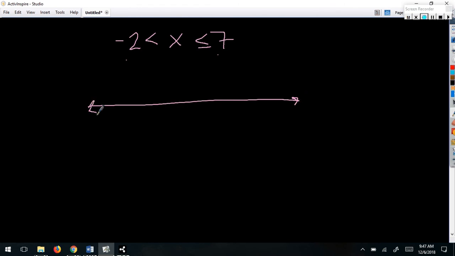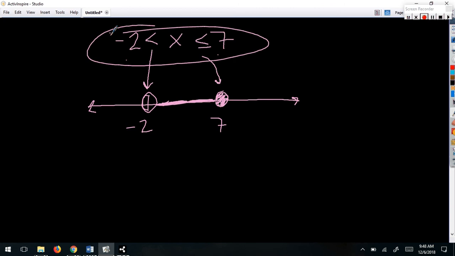tell me what I would do. -2 on this side, 7 on this side. Open or closed on -2? Open. Open or closed on 7? Closed. Does everybody see why? This one and this one. Yeah? And because it's and, you shade in the middle. Just like to me, the inequality looks that way. It looks like it's sandwiched between two things, so that's the way I shade. Okay? So if I told you you had between -2 and $7, that means you could have $0. You could have $5. So anything in the middle here would satisfy that inequality.